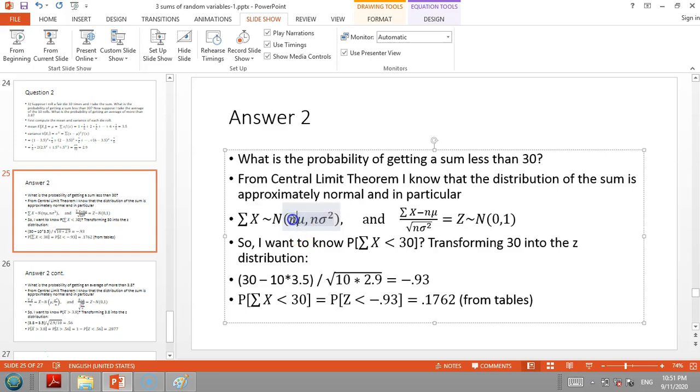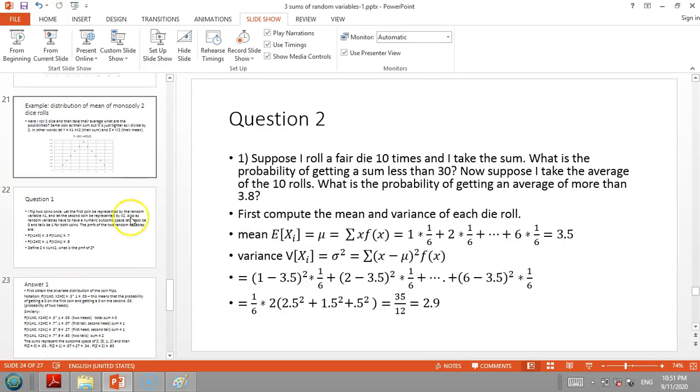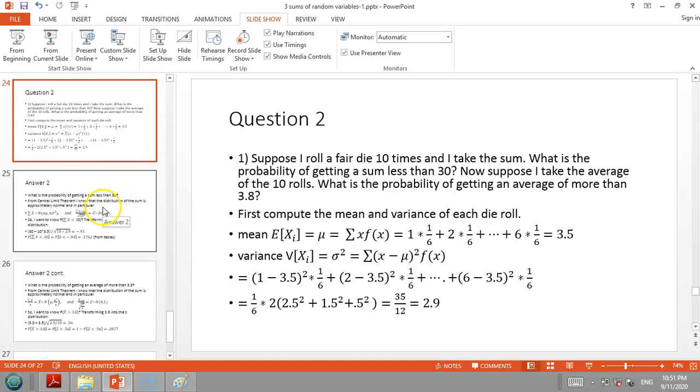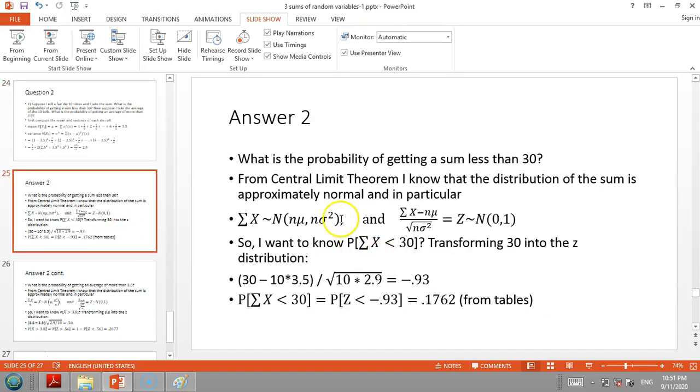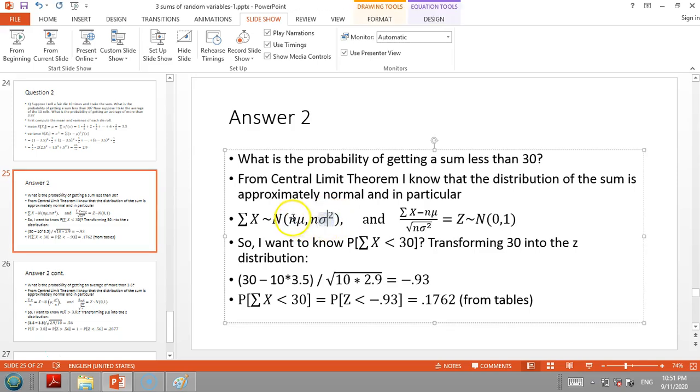Why? What is n? I know n is 10. Mu is 3.5. I computed it in the previous slide. Right? I computed that mu is 3.5. I computed that the variance of each one of them is 2.9. So I know mu, I know this one, I know n, and this will be an exact normal, or an approximate normal, right? And this kind of normal. Then I convert to a standard normal. Subtract the mean, divided by the standard deviation.